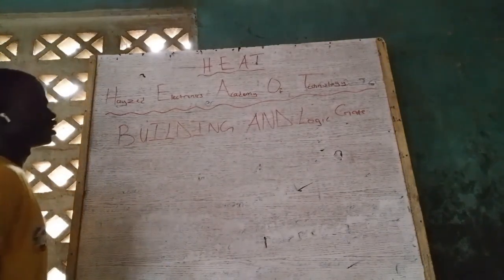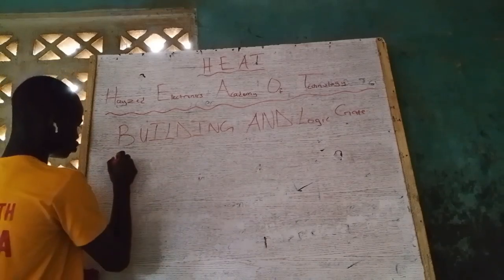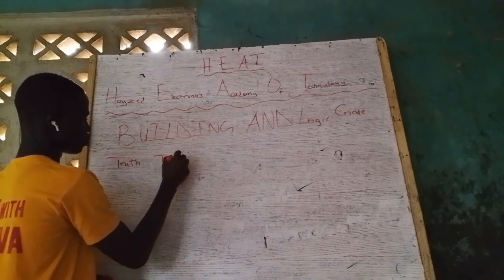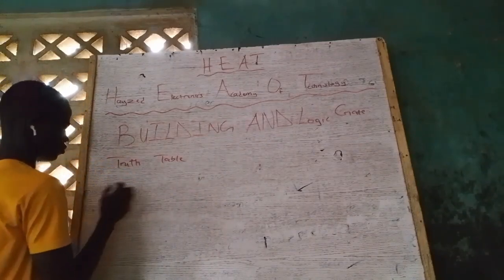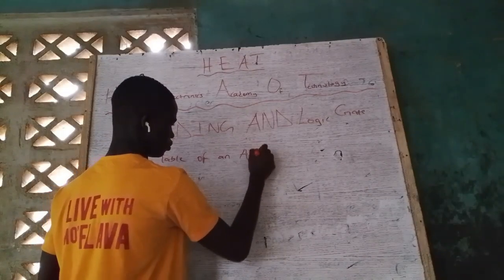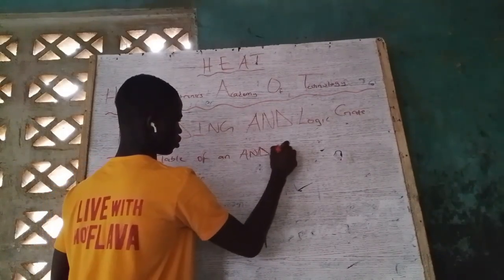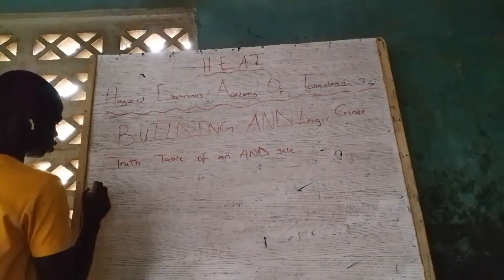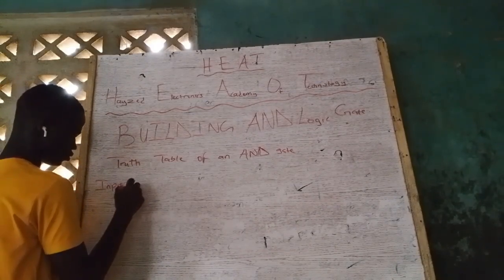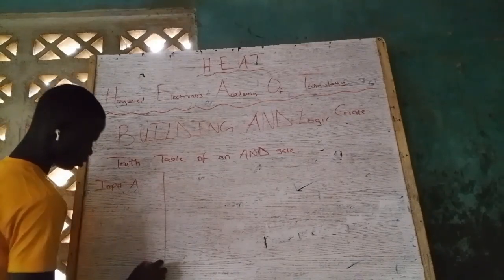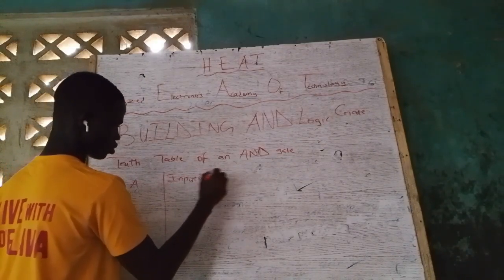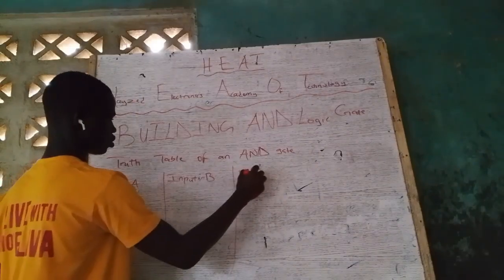So now what is an AND logic gate? This is the truth table of an AND logic gate. So the truth table is input A, input B, and output.